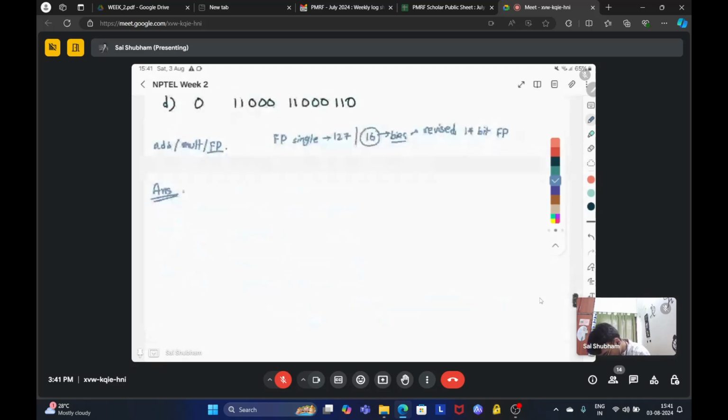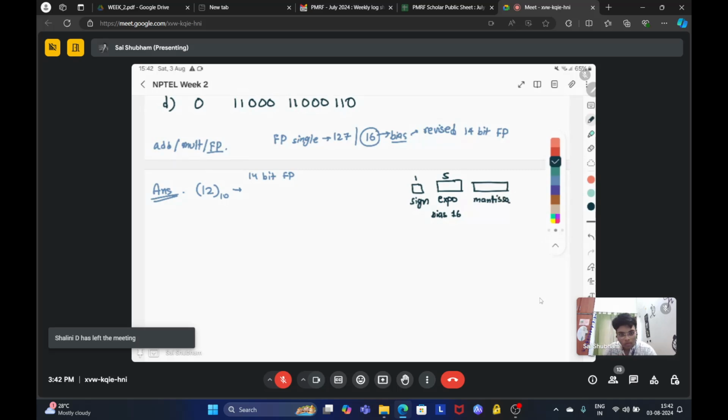So first we will convert this number to 14-bit FP. In 14-bit FP, you have the first bit as sign, then 5 bits as exponent with bias 16, and then you have the mantissa. It is a little different from single precision. I will show you how.